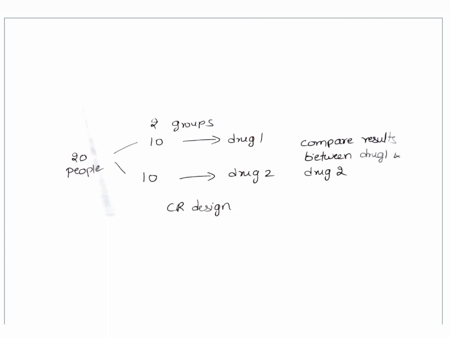So this is a completely randomized design. We randomly select a sample of people from the population, that is 20 people, then divide them into two groups, randomly assign the groups, and try a drug on each group.